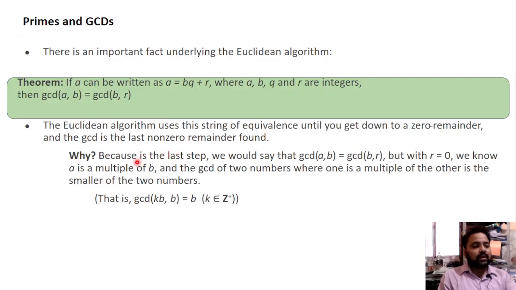Why? Because in the last step, we would say that GCD(A, B) is equal to GCD(B, R), but with R equal to 0, we know A is a multiple of B, and the GCD of two numbers where one is a multiple of the other is the smaller of the two numbers. That is, the GCD of KB and B equals B, where K belongs to the positive integers.